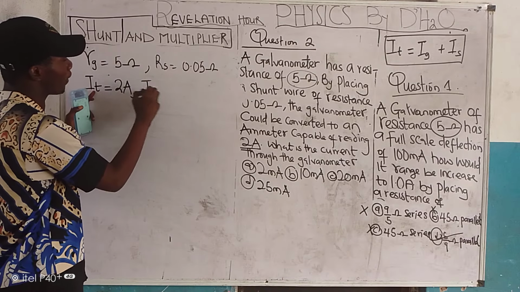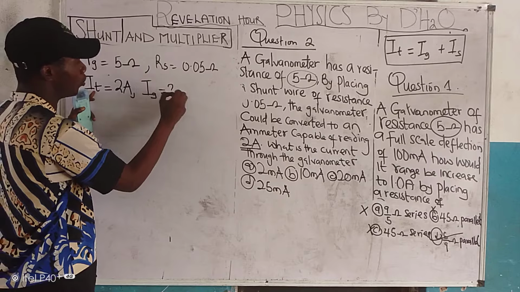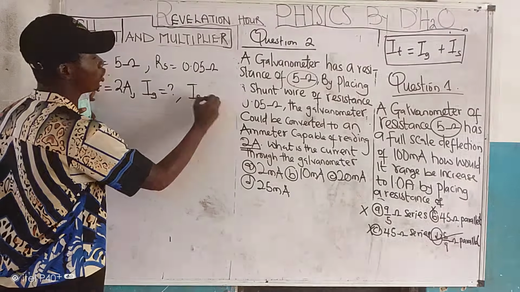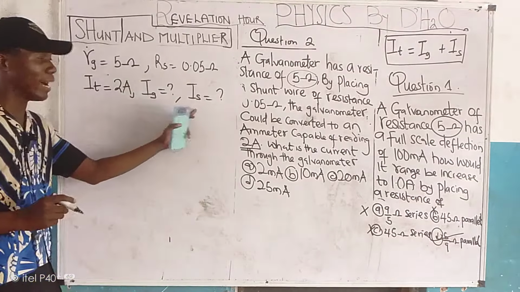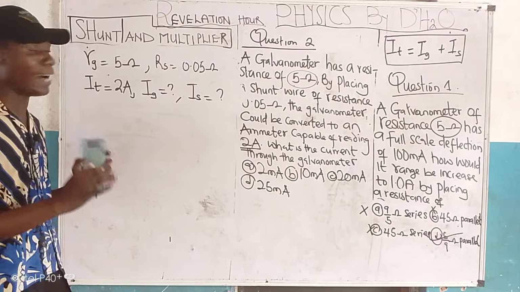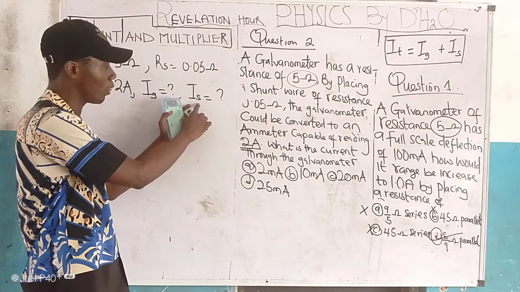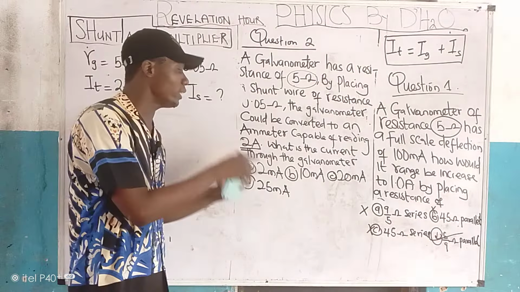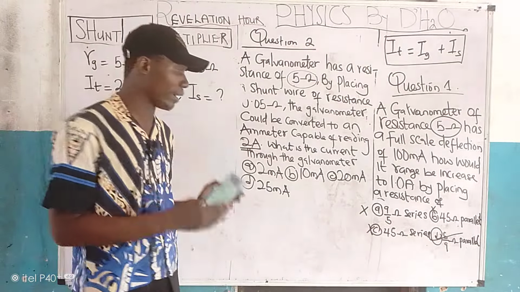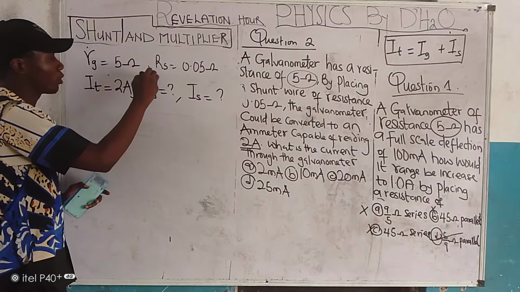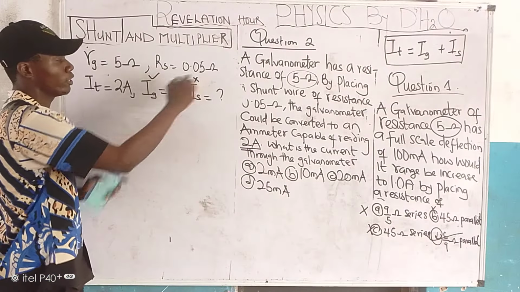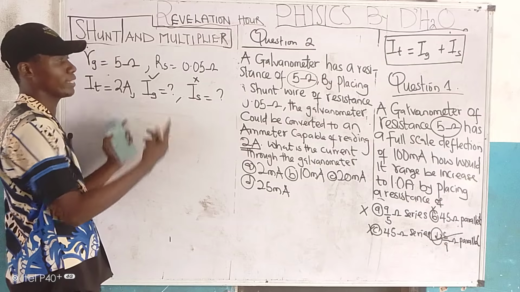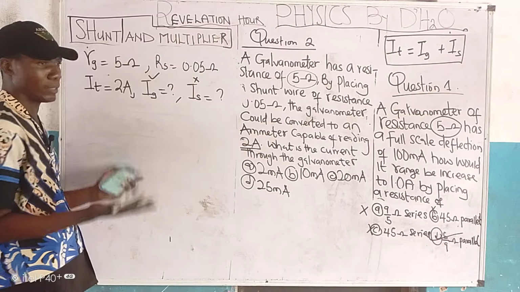Did they give us the current in the galvanometer? No. Were we given the current in the shunt? No. So these two are unknown. But we know that if I add this one to this one, it will give us the total current. Then they ask, what is the current through the galvanometer? That means we are looking for this. We are not looking for this. This is what we are looking for: the current in the galvanometer.